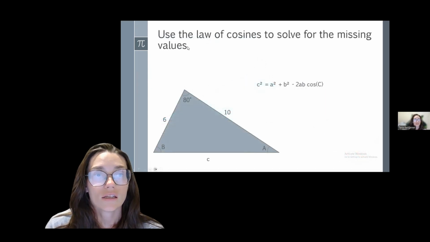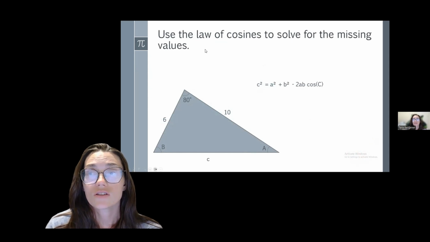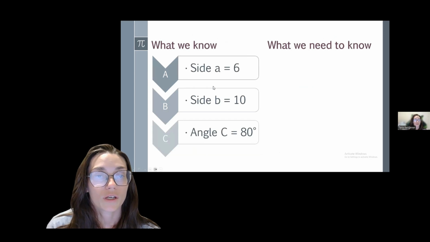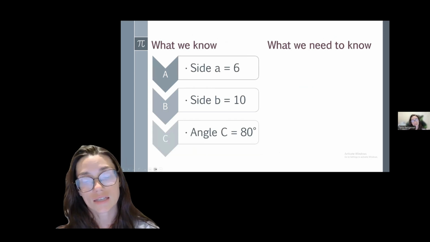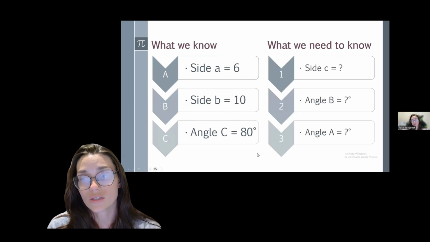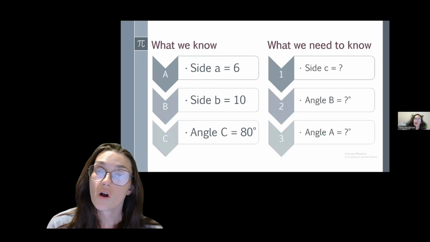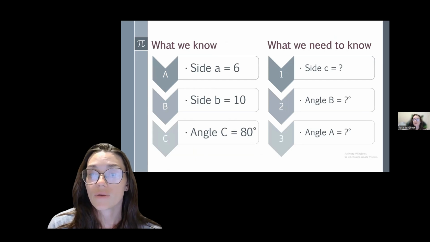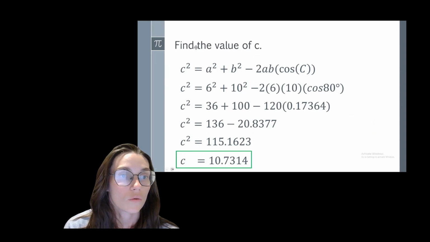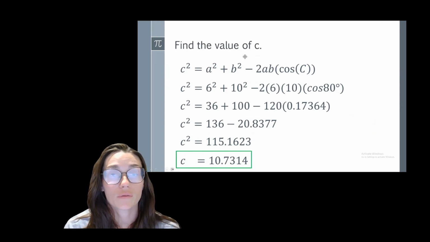Now here, we're going to use the law of cosines to solve for the missing values. What do we know? We know that side A is 6, side B is 10, and angle C is 80 degrees. We still need to know side C, and if we need to solve for all the values, which we're going to do here, then we need to know angle B and angle A as well. Here, we are going to try to find the value of C first.